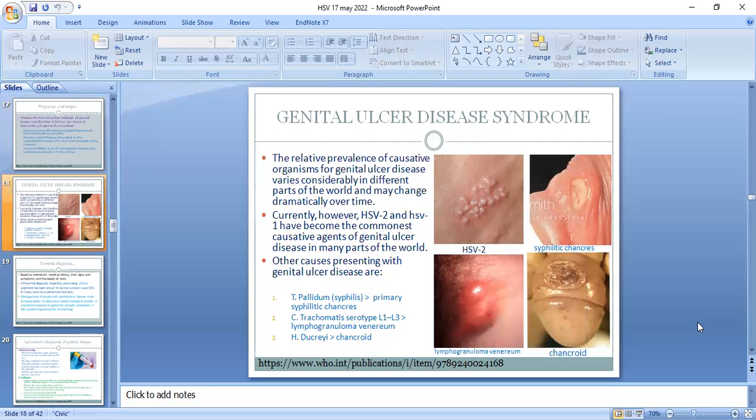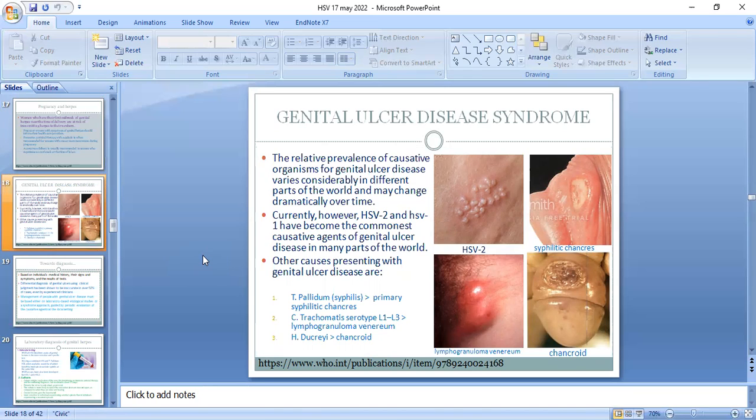Now, the genital ulcer disease syndrome. The differential diagnosis of genital herpes includes Treponema pallidum, which causes primary syphilitic chancre, Chlamydia trachomatis, which causes lymphogranuloma venereum, and Haemophilus ducreyi, which causes chancroid. They all have the same clinical picture, so it is difficult to diagnose on the clinical picture. So WHO recommends to tailor the treatment according to the genital ulcer disease syndrome.